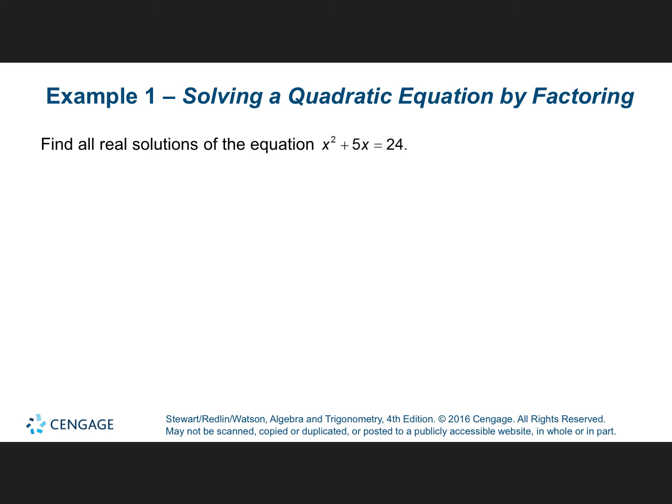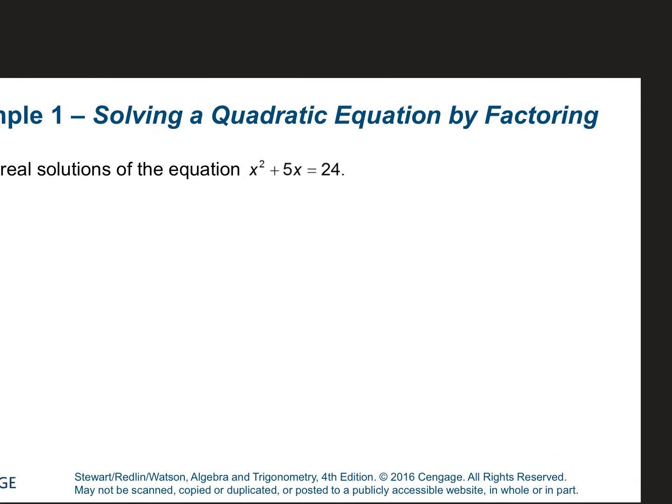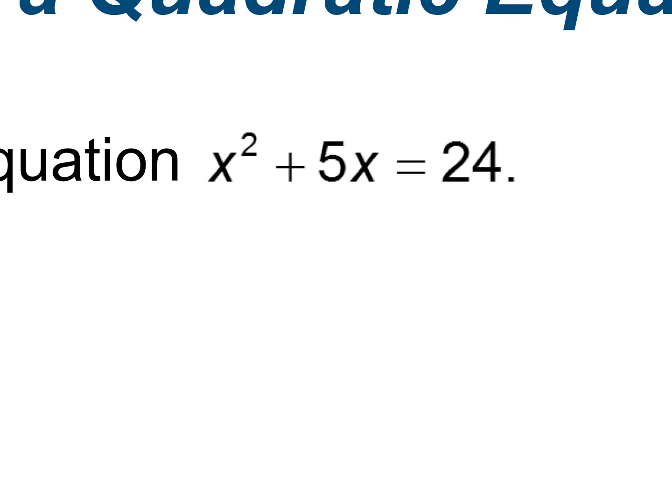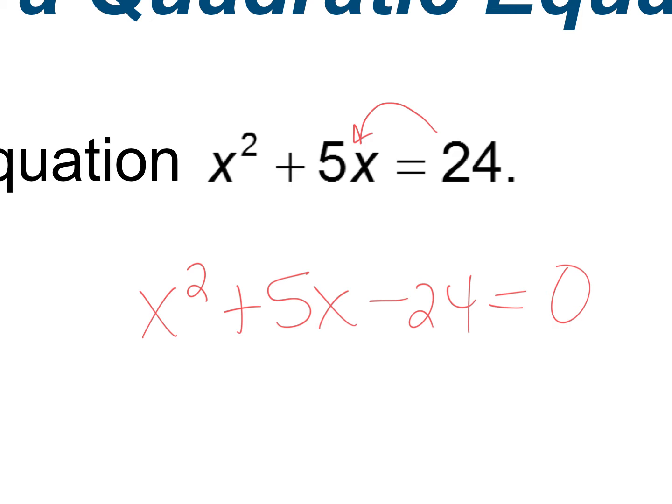All right, so if you have a question like this, it says solve the equation by factoring. That's the way you need to solve this equation. Before you start factoring this, everything needs to be on one side of the equal sign. Is it? No. So you need to take this 24 and move it over here. So I have x squared plus 5x. When I move positive 24 to the other side, what does it become? So minus 24, good, equals 0.